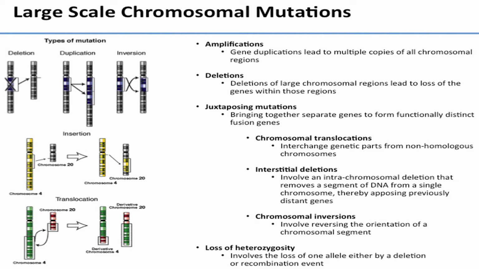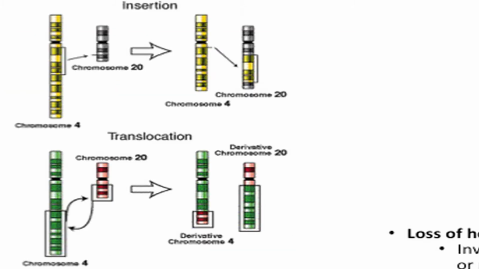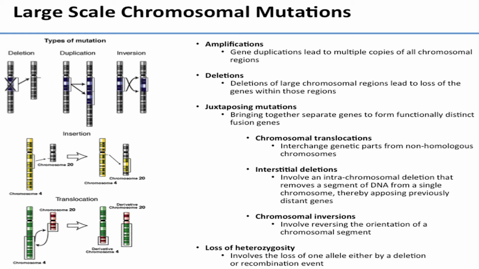So chromosomal translocations is one of these things, where there's an interchange of genetic parts of non-homologous chromosomes. So literally it's taken this piece and connected it to this piece, so you get a new chromosome or a derivative. Interstitial deletions, where again you've got the same thing going on, a big chunk moved into another piece of the chromosome and makes it bigger, and the other one now has become shrunk. And inversions, where it's just taken a chunk and just twisted it upside down.